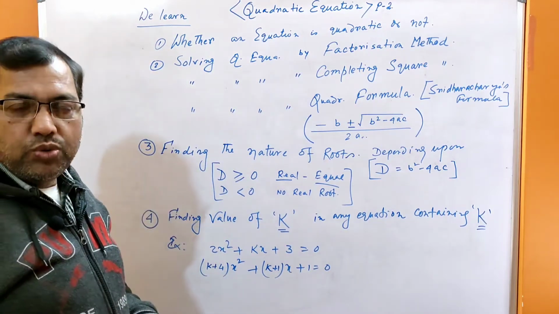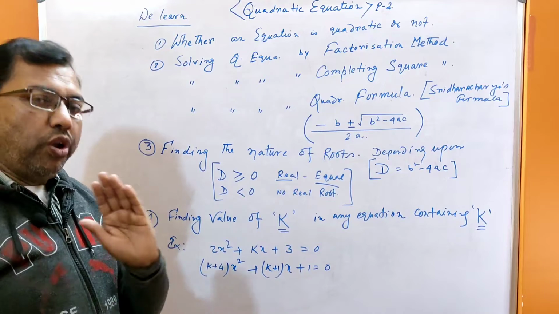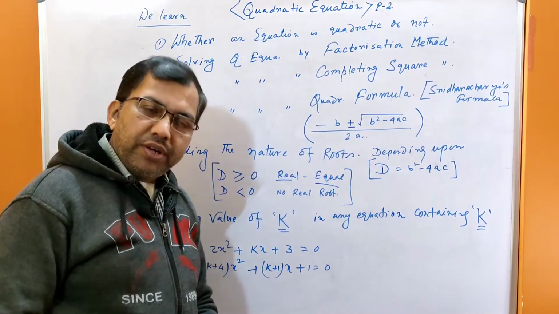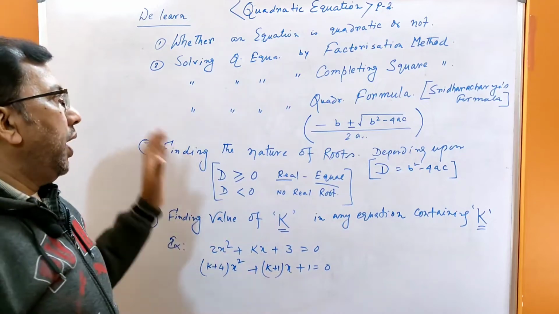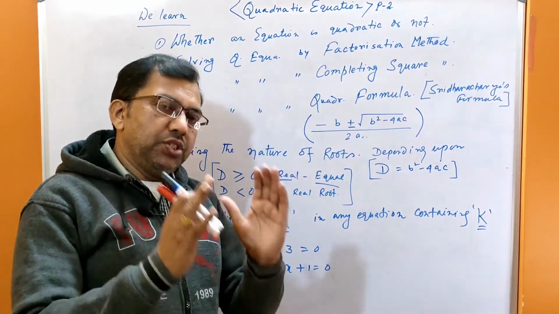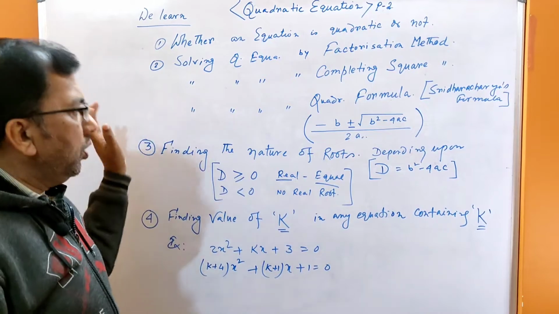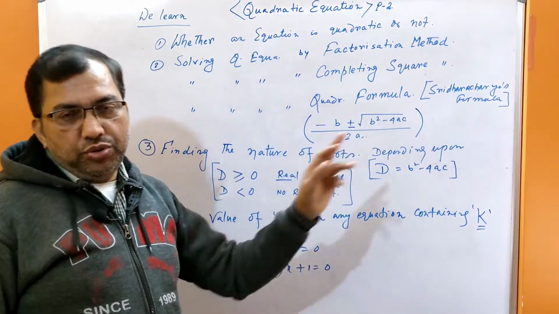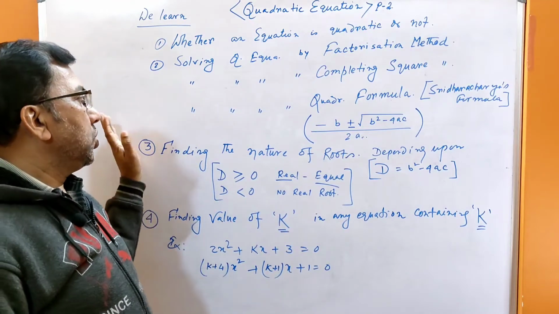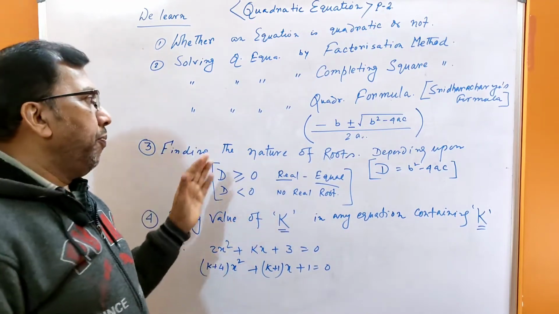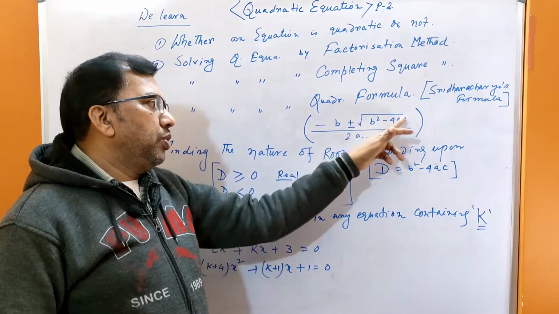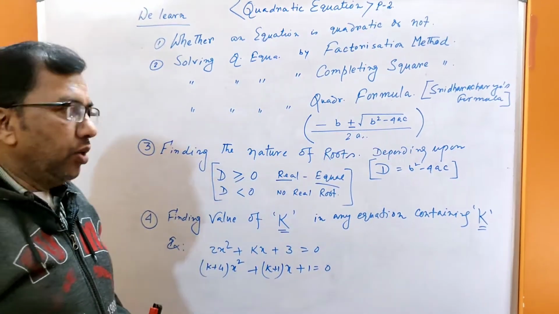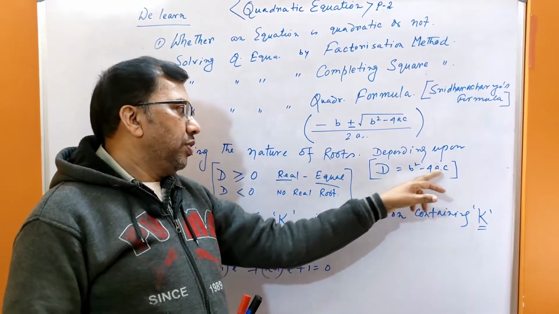You have to find out the value of the roots, that is, find the value of x, solve for x. Three methods are there: by factorization method, completing square method, and also by quadratic formula, the Sridharacharya formula. The two roots are x = (minus b plus minus root over b square minus 4ac) by 2a. The b square minus 4ac is called the discriminant D, and D equals b square minus 4ac.